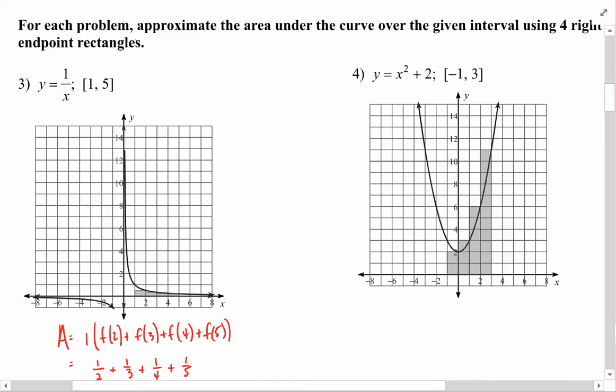In this example, we're again approximating the area under a curve. This time we're using 4 right endpoint rectangles. And again, it doesn't appear that we really need to consult the equation too much. The height of each of these rectangles is pretty clear. They come out to be nice whole numbers.